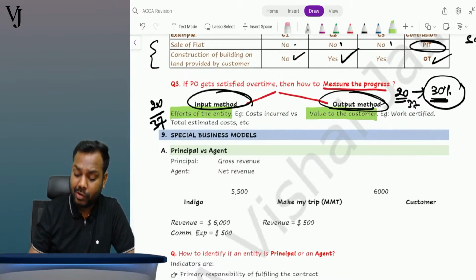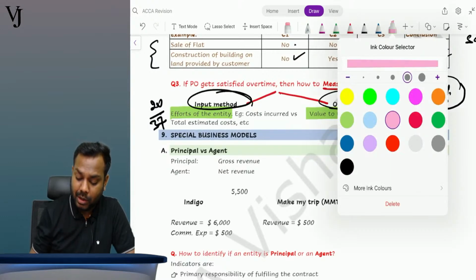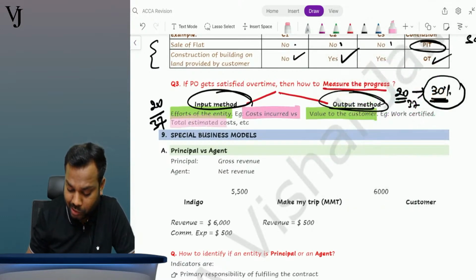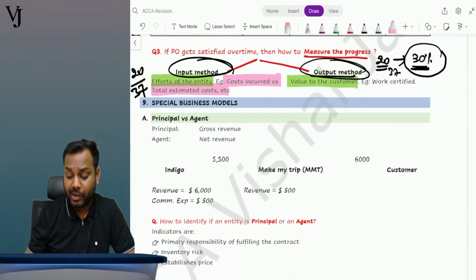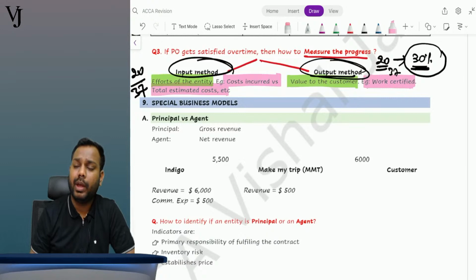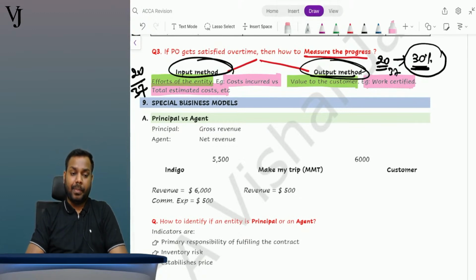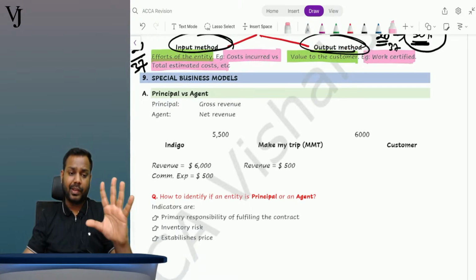The best way to identify the input method is the cost incurred versus total estimated cost. The best way for output method is work certified. Is it clear, everyone? Is it clear, everyone? So this completes our 5 steps. Now we have to discuss five specific business models.